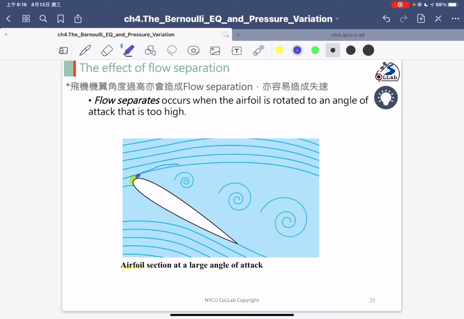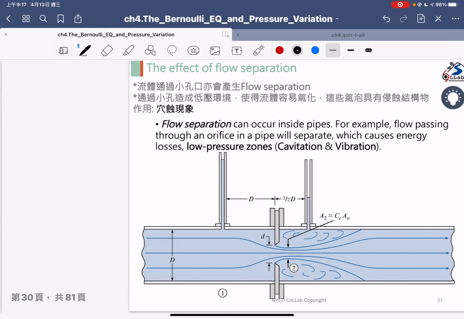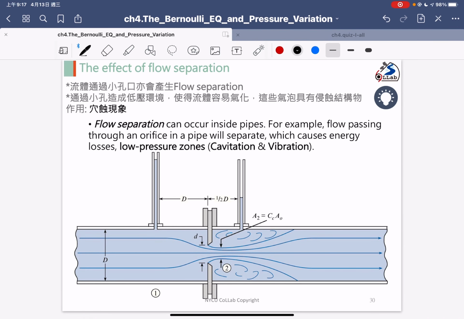Okay, so you can see that this is the streamline, and after that there are some vortex shedding and eddy flow. In that region, we call it the wake flow region. And the wake flow region has a large drag force. So that's why the airplane will go down and finally collapse. So you cannot have a very high angle for the airfoil because of this phenomenon.